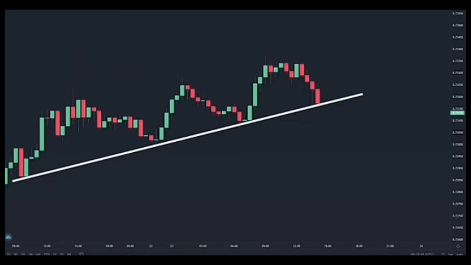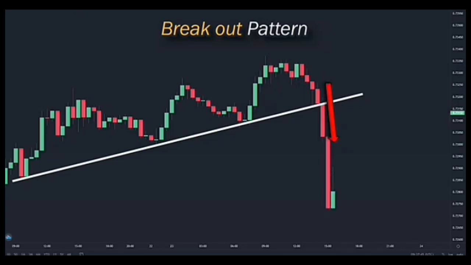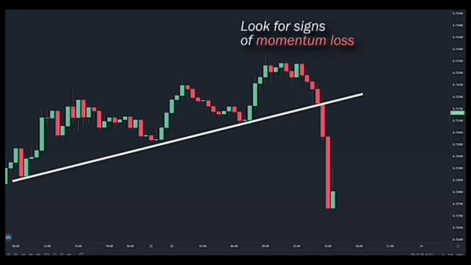Now, moving on to the second pattern, which is called the breakout pattern. This pattern forms when price broke out of the trend line, causing the trend to switch directions. So again, you cannot take a position just because the price broke out of a trend line, because it doesn't guarantee that a trend change will occur. You still need additional confirmation to avoid false breakouts. And one of the ways you can do this is by looking for signs of momentum loss before the breakout. Let me give you an example.